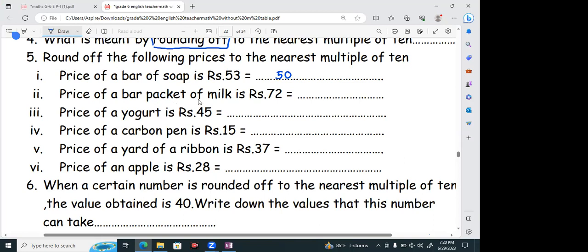Price of a packet of milk is 72. Then this is 70. Here it is 50. Then what is the answer for the fourth one? 20 rupees. Yes, 20 rupees. Very good. Price of a yard of ribbon is 37. It is 40 rupees. Price of an apple is 28. 30 rupees. Have you got these answers, others? Yes, madam.